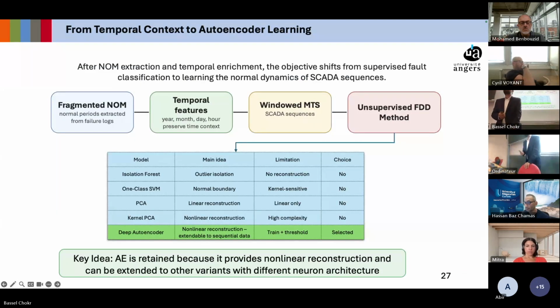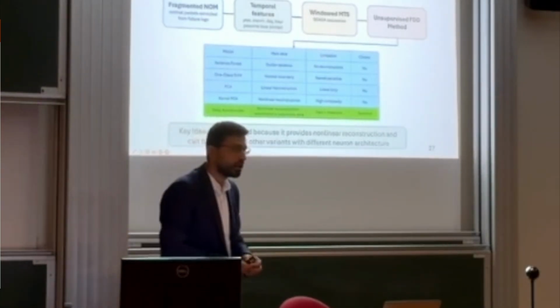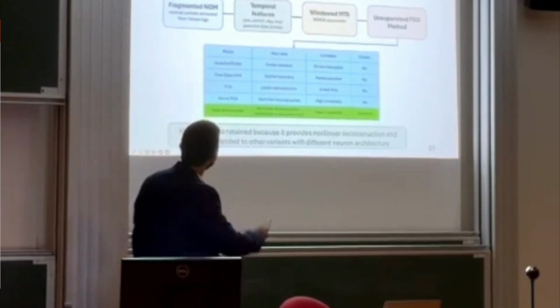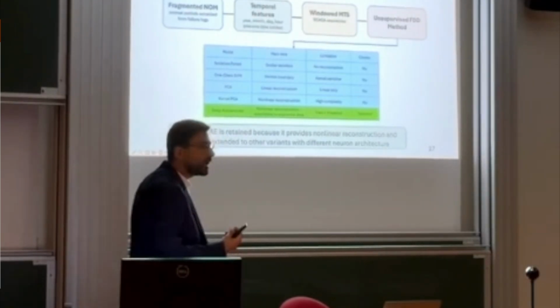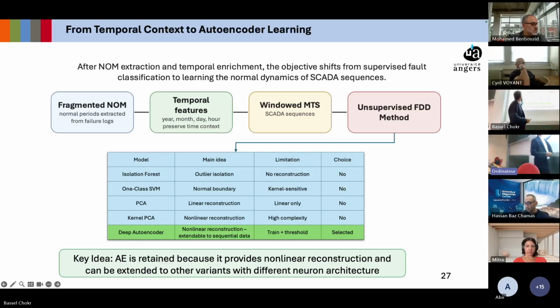But then we face the question of which model to choose to do the classification and prediction, taking into consideration that we want to do a reconstruction of the normal operation mode, and we will say why soon. So from fragmented NOM, we add temporal features, do windowing of the multivariate time series, MTS, and then we need an unsupervised FTD method. From the literature, we could have used isolation forest, but it can't do reconstruction, where we assume that we should have the original data set reconstructed, giving us the normal operation mode.